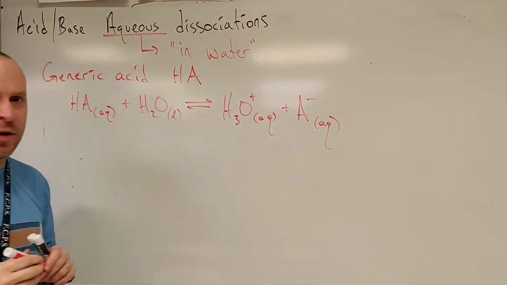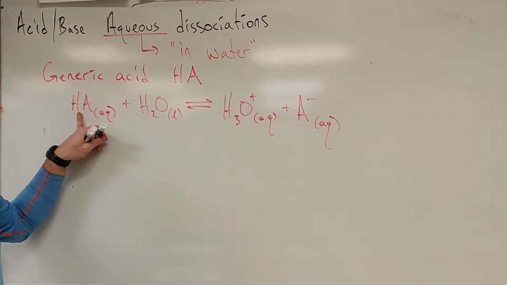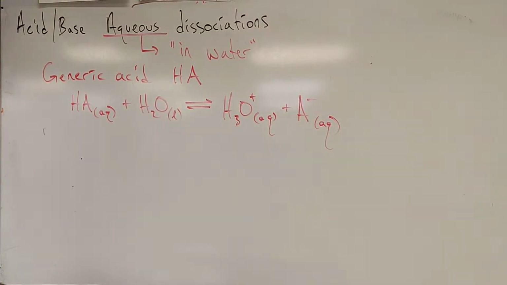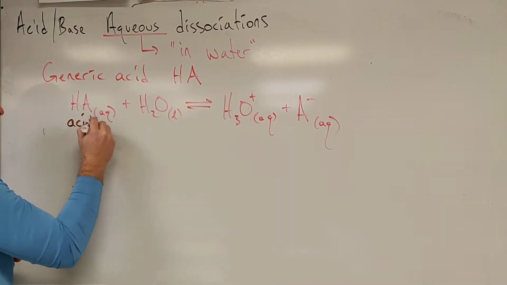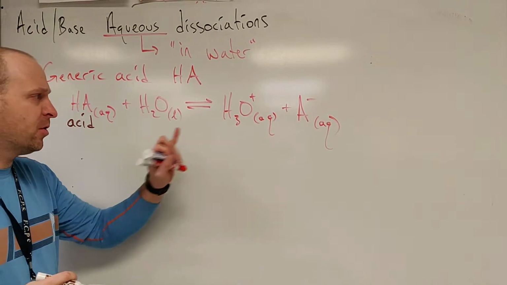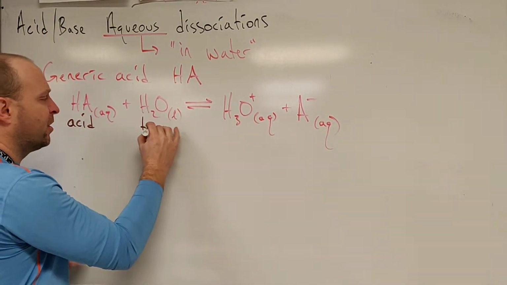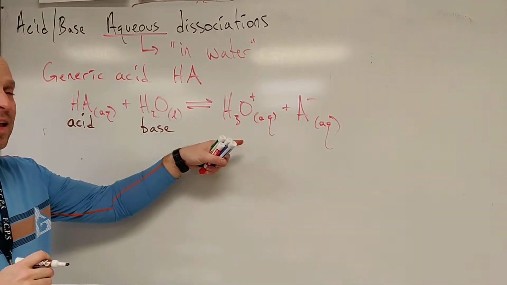And there's several things I want to do with this before we look at the bases or anything else. I want to look at a few ideas. First up, HA turns into A minus by donating a proton. That is the basic definition of something that is an acid. All right? H2O turns into H3O plus by accepting a proton. That's our definition of a base. All right? Things that accept protons. And that's going in that direction.